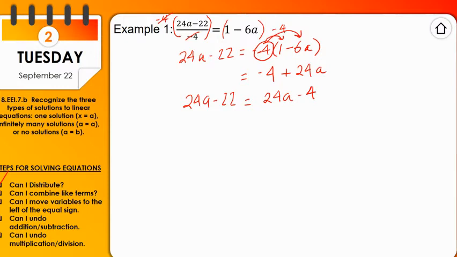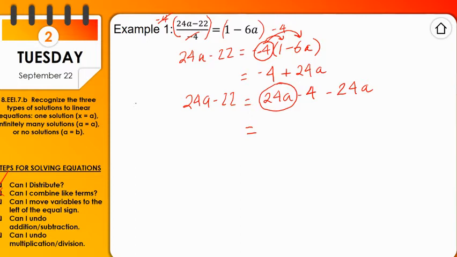Now I look at my problem and ask, can I combine any terms? 24a minus 22, there are no like terms. 24a minus 4, there are no like terms. So no. Now, can I move variables to the left of the equal sign? So I have a term with a variable here. It's positive, so to move it, I subtract it.